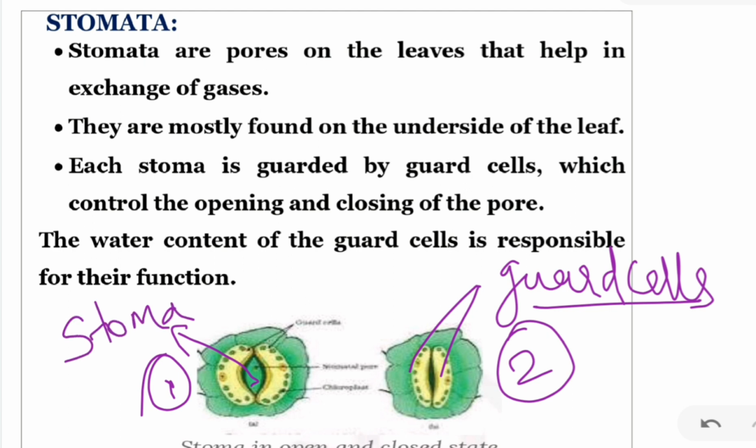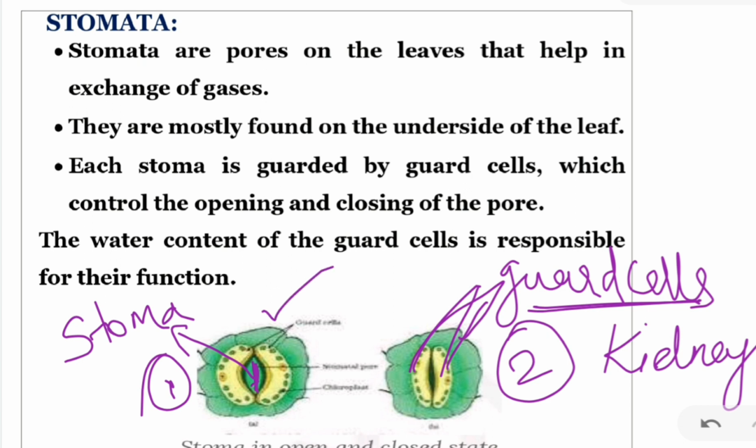So stoma is the opening. This opening is protected by, or is covered by, these kidney or bean shaped guard cells. When these guard cells are filled with water, they become swollen, they stretch and the stomata opens. When the guard cells do not have water, what happens? They shrink. After shrinkage, this closes.